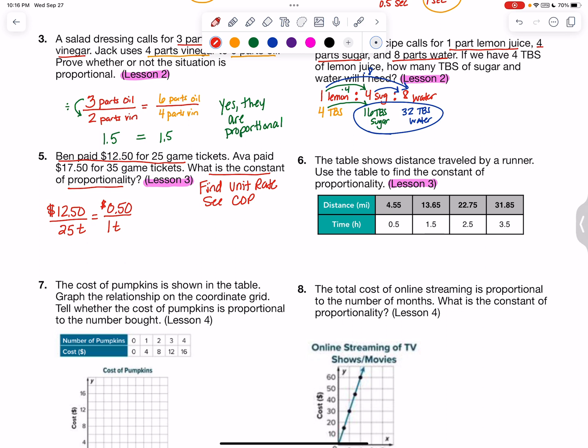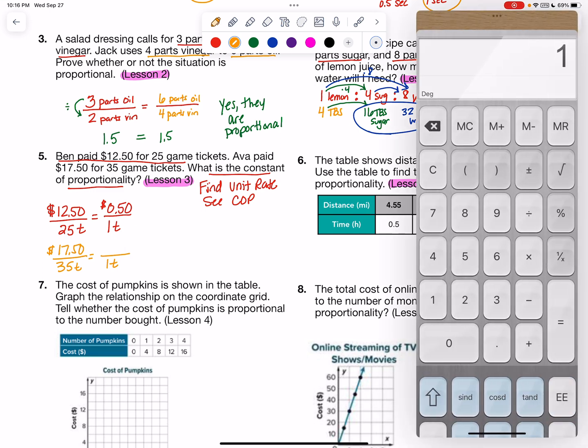Okay, so let's go ahead and check Ava's and see if she has the same. I'm assuming it is because it just says what is the constant proportionality. I don't think they would trick us and have one not be that, but let's go ahead and double check. So $17.50 for 35 tickets. What's the unit rate? Because that's how we find COP. So let's do our numerator divided by the denominator. And look, there we go, 50 cents also.